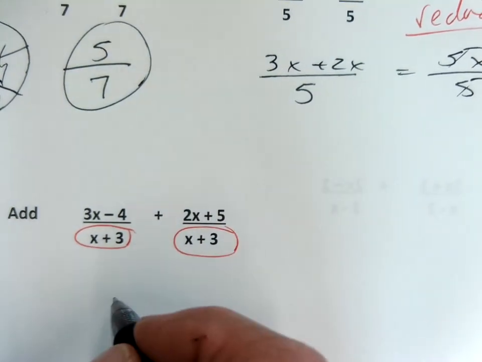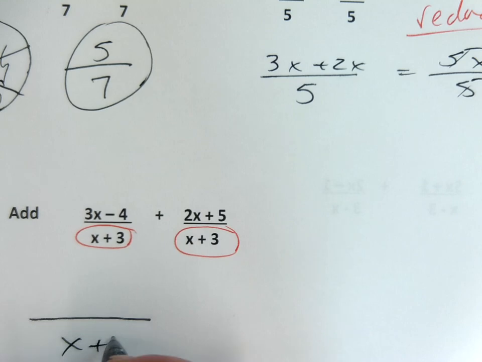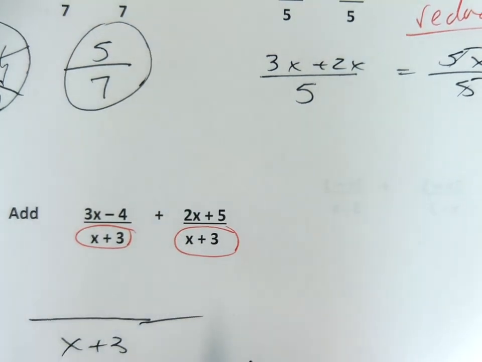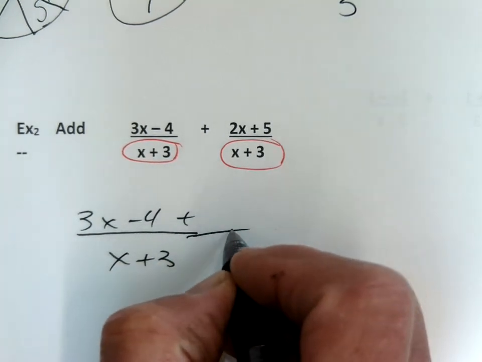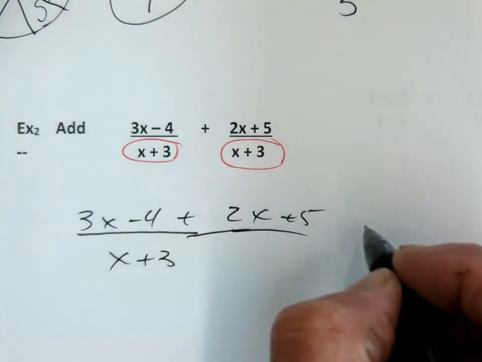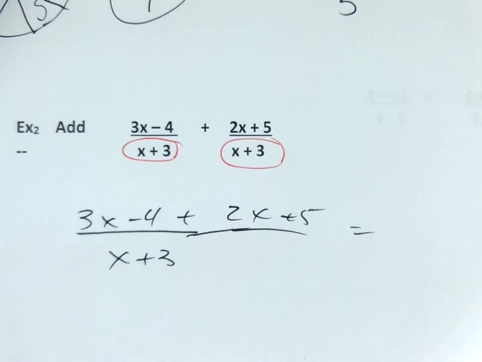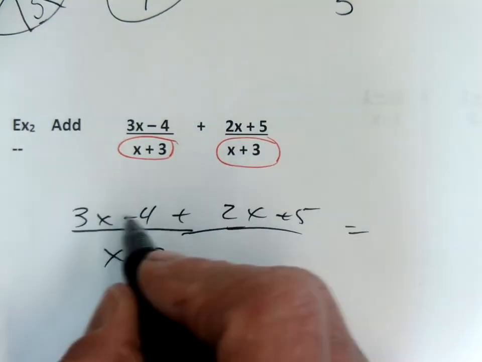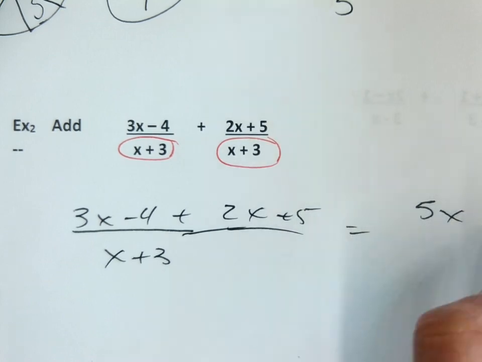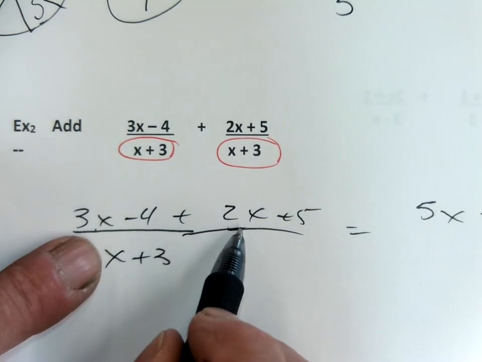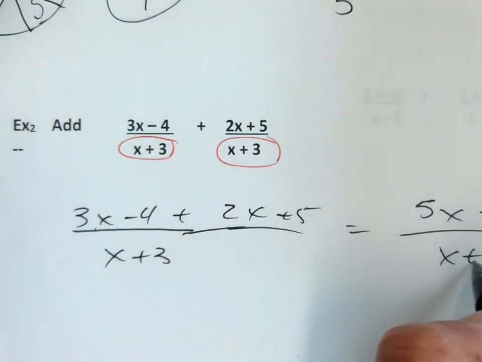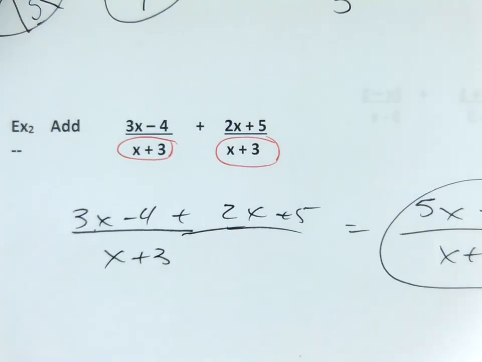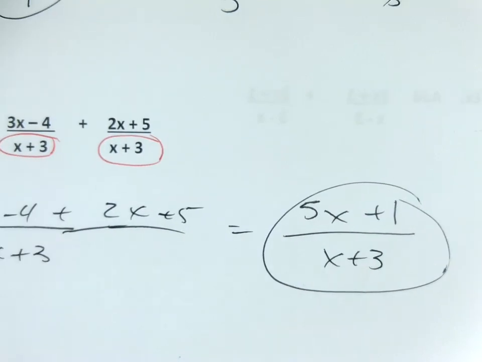So if I write down my x plus 3, then I can combine my numerator. So I'd have 3x minus 4 plus 2x plus 5, right? And of course, that makes 5x plus 1: 3x plus 2x is 5x, negative 4 and 5 is 1, all over my x plus 3. Now this one won't reduce, so I'm just going to leave it as an answer of 5x plus 1 over x plus 3.